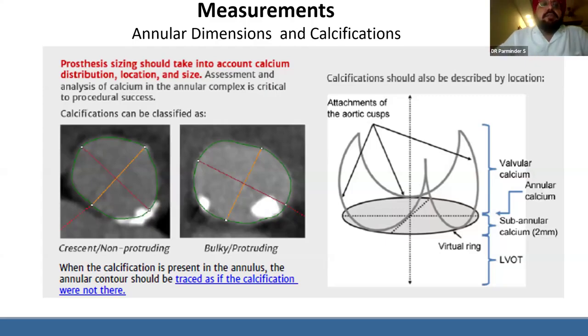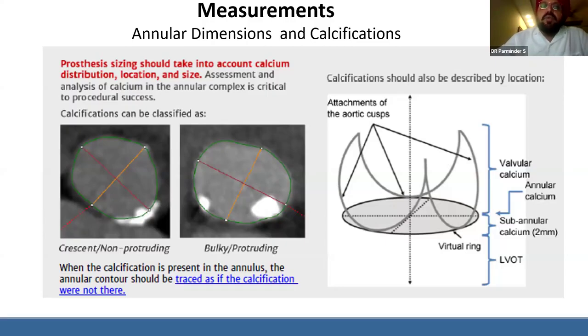For annulus measurements, we should measure the annulus just thinking that if the calcium is not present, we could have measured it in a way. When the calcification is present at the annulus, the annular contour should be traced as if the calcification was not there. So forget the calcium for annular measurements. We need to go along the annular contour. But these calcifications are important.